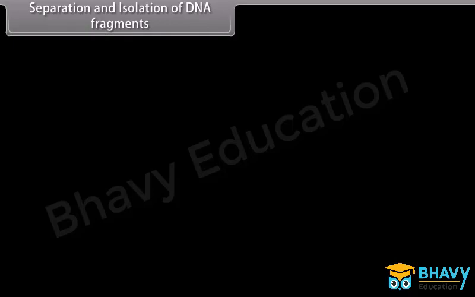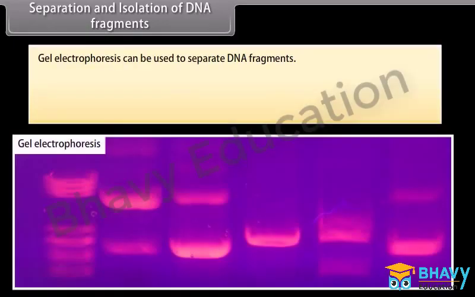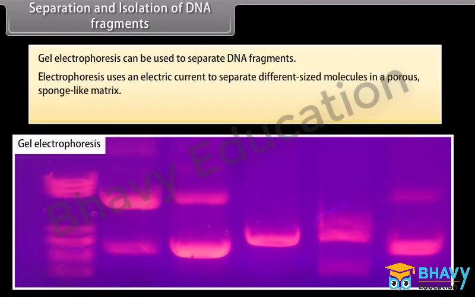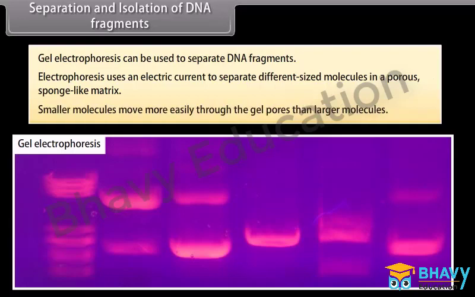Separation and isolation of DNA fragments. Gel electrophoresis can be used to separate DNA fragments. Electrophoresis uses an electric current to separate different-sized molecules in a porous, sponge-like matrix. Smaller molecules move more easily through the gel pores than larger molecules.